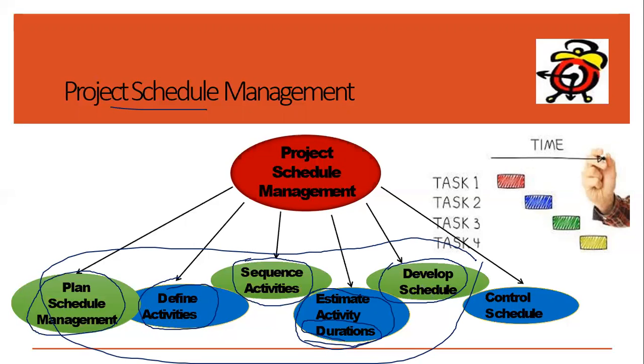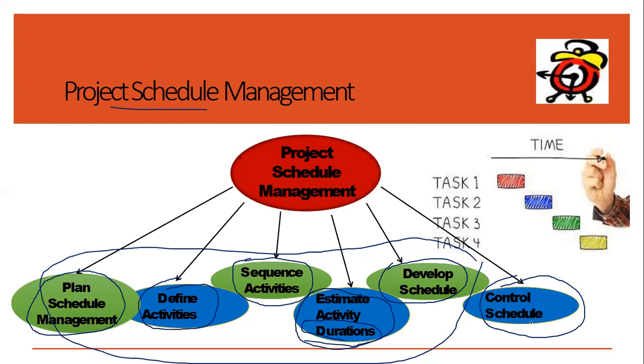This is all good. Then we started the project, and what happens further? As a project manager, every day, every week, every month, we have to make sure that whatever we have planned here is going according to schedule or not. For that, under the monitoring and control process group, we have to make sure that the control schedule process is executed. So that's an overview of project schedule management.